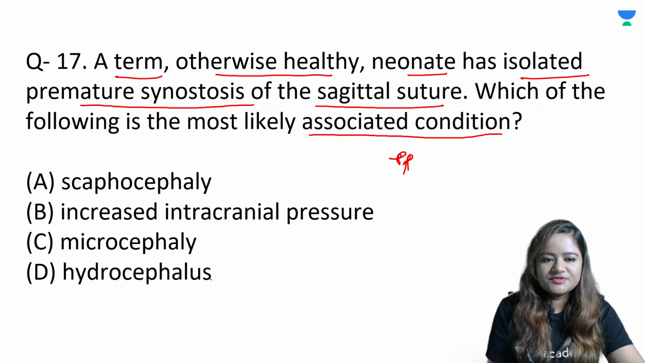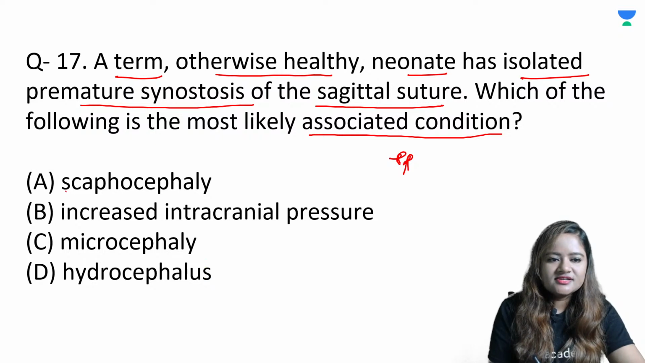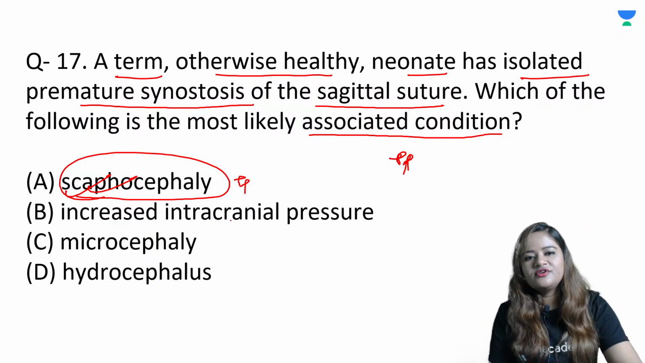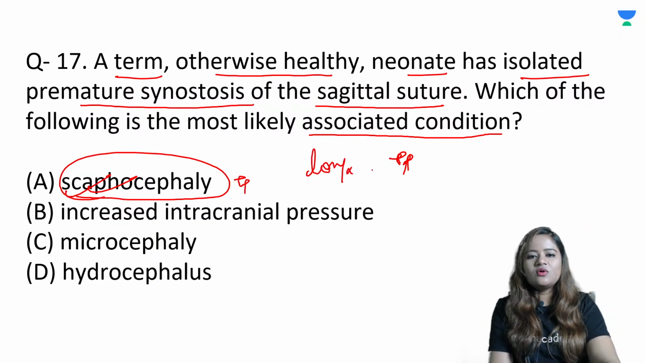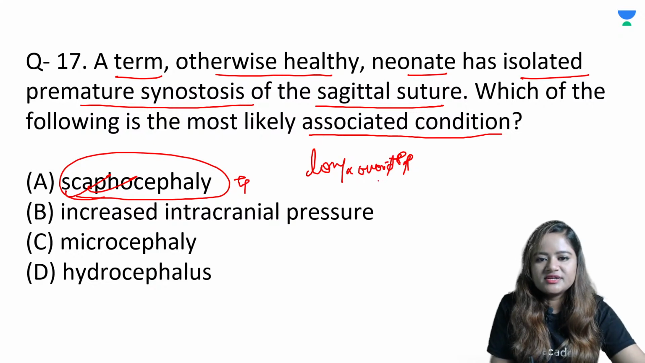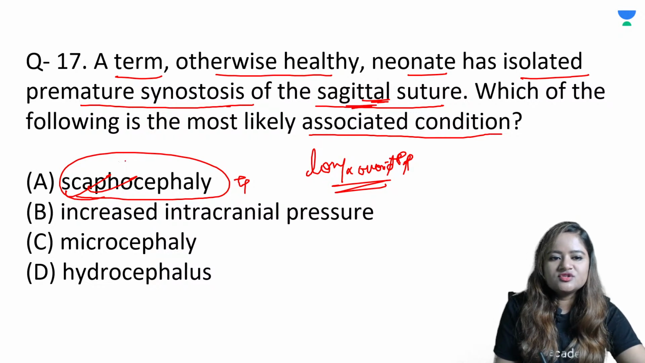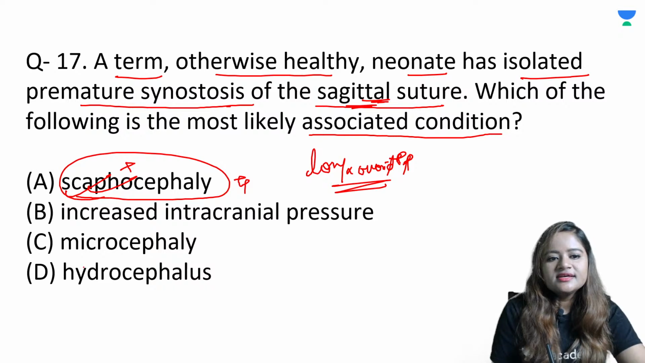If somebody has read it, the right answer is option A, that is scaphocephaly. You should read about it. If not, you can just remember it for your exam. This basically means a long and ovoid kind of skull. It is long because there is isolated synostosis of the sagittal suture. This gives a shape which is known as scaphocephaly.